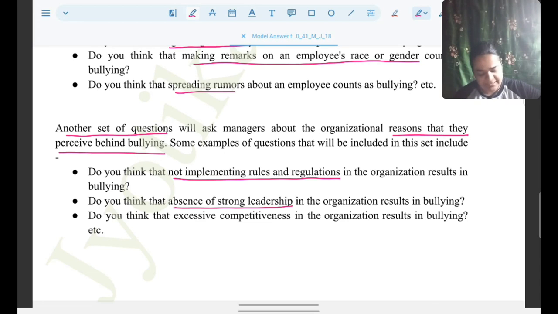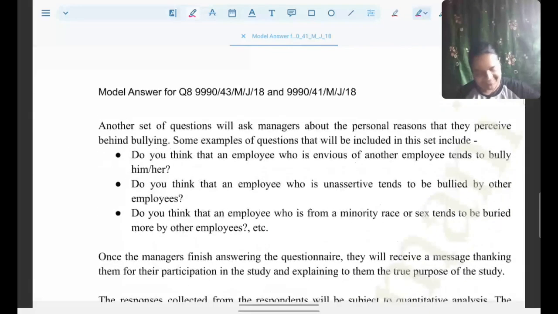Third question you can see. Do you think excessive competitiveness in the organization results in bullying? Another reason given by 𝗖𝗛𝗟𝗍𝗓, that if there's too much competition in the environment of the organization, there is going to be bullying. Let's come further into the study.